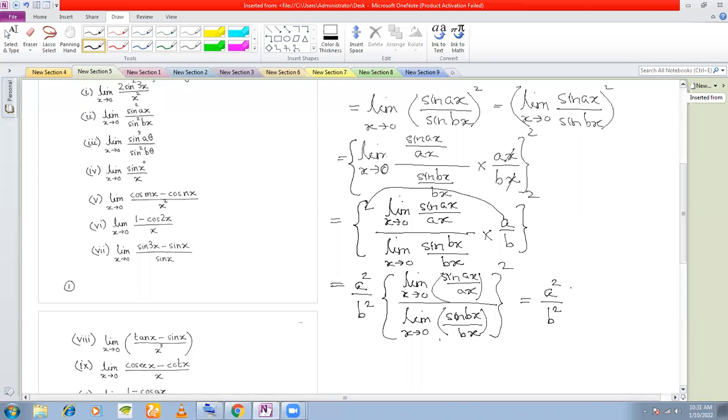A square by b square, and this is 1 and this is also 1, right? I'm not substituting y is equal to ax or z is equal to bx. I hope till this part it is clear. Which is equal to a square by b square, and that should be your answer. Okay, so that is it. I'll stop here.